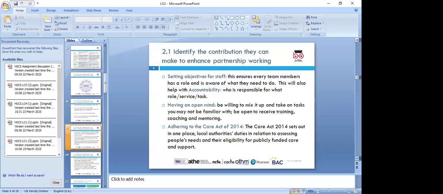All right. Setting objectives for staff, right? Very important. One of the ways is you have to set objectives. There must be some visionary. This ensures every team member has a role and is aware of what they need to do. A clear objective. It should be a clear objective as to where you are arriving, what you seek to achieve within 1 year, within 6 months, and all that. And so that everybody can be accountable for what has been clearly defined for all.